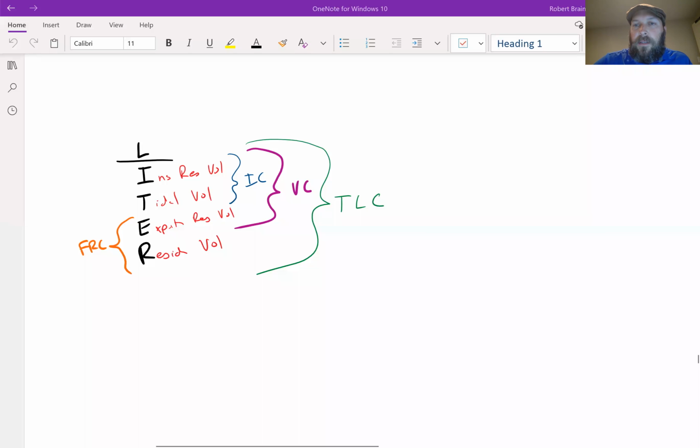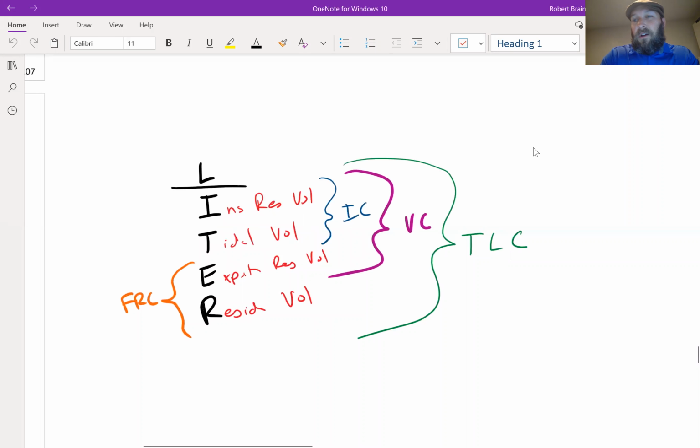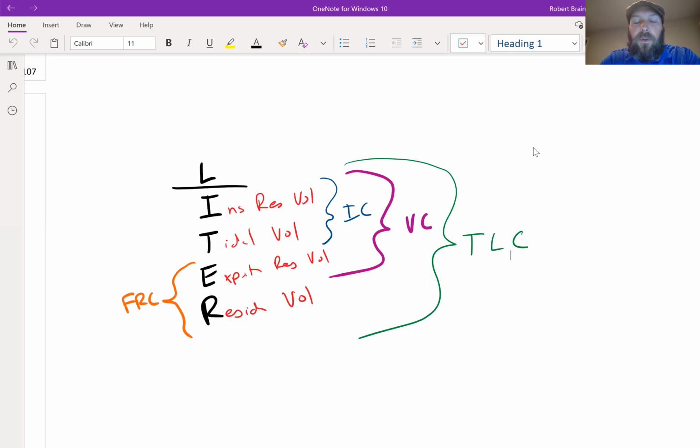And in this MicroVid, we're going to be talking about the acronym LITER, L-I-T-E-R, and how that can help you remember some of the respiratory volumes. So let's go ahead and share the screen, and I'm going to show you what I'm talking about right here. Okay, so what we have here is LITER, and that is just a little short acronym that can help you remember some of these volumes, especially when you're doing calculations with questions that are talking about, well, what is their residual volume? What is their functional residual capacity? What is their vital capacity? What is their total lung capacity or total lung volume?